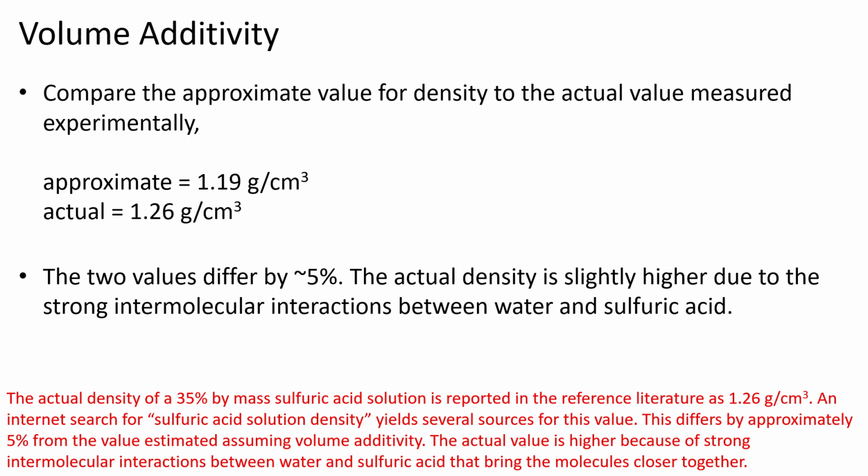The actual density of a 35% by mass sulfuric acid solution is reported in the reference literature as 1.26 grams per centimeter cubed. An internet search for sulfuric acid solution density yields several sources for this value. This differs by approximately 5% from the value estimated assuming volume additivity. The actual value is higher because of strong intermolecular interactions between water and sulfuric acid that bring the molecules closer together.